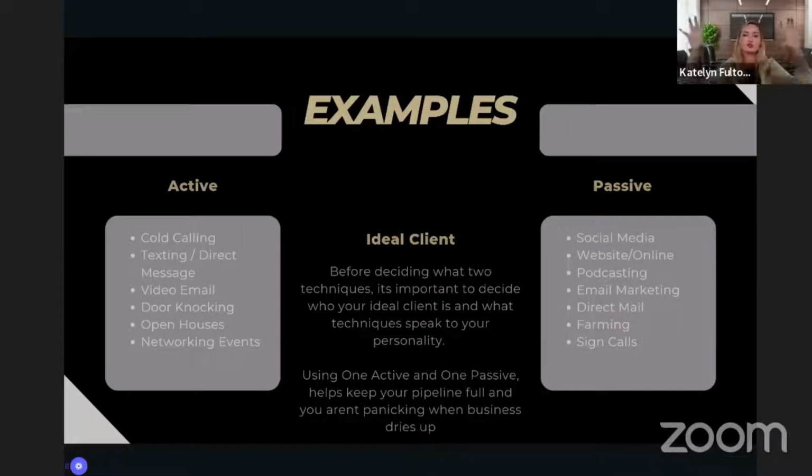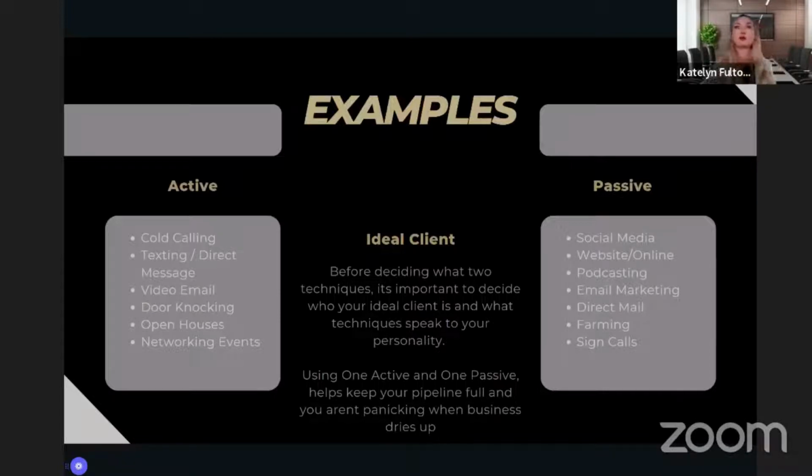So these are two different things. So what I recommend is you have 3 different pillars, and we'll talk about that on the next slide, I believe. But what I want you to do, before you pick which 2 techniques, so I would pick one active and one passive, is decide who your ideal client is and what techniques actually speak to your personality. So if the cold calling freaks you out and you know you're going to go into work every day and you're going to hate it, do not do it. Don't do something you hate doing because you will not do it.